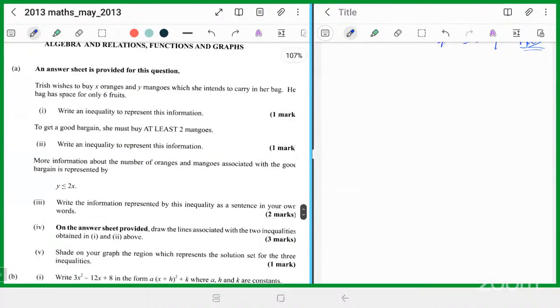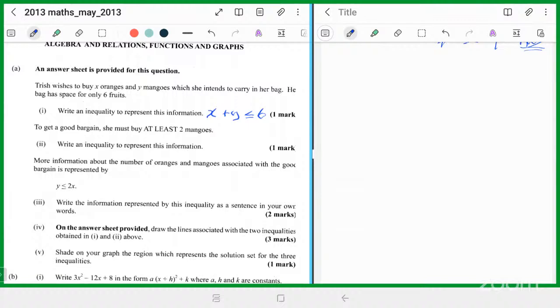All right. This fish wishes to buy x oranges and y mangoes, but you don't know x and you don't know y, which she intends to carry in her bag. She has space for only 6 fruits. The word fruits means the sum of the oranges and the mangoes. It means the total can be 6 or less. Write an inequality to represent this information. The number of oranges plus the number of mangoes has to be less than or equal to 6.